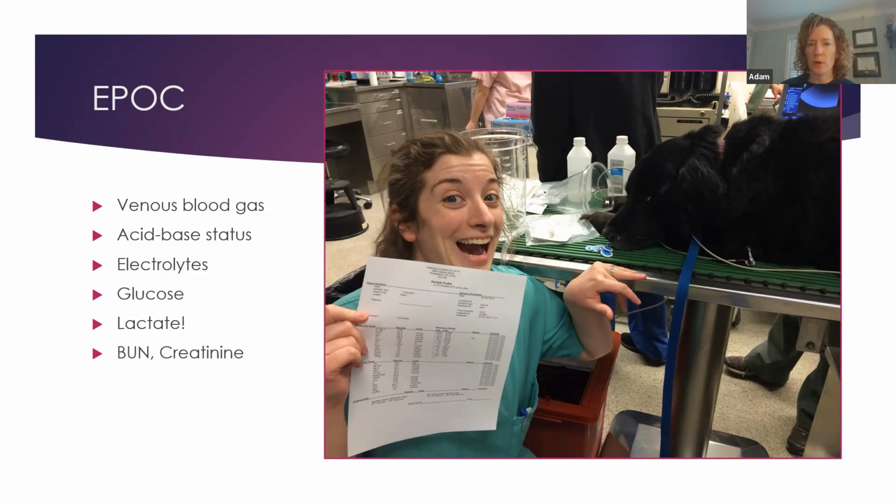And this picture is from when I worked at Penn. My residents had a contest to find patients who had the highest lactates, and they had to take selfies with them. So this dog had a lactate of 18 when he came in. He was hit by a car. And over time, as we resuscitated him and monitored his lactate, you could see that number coming down. So you can use it as an indicator that you're doing a good job and that their perfusion is returning to normal.